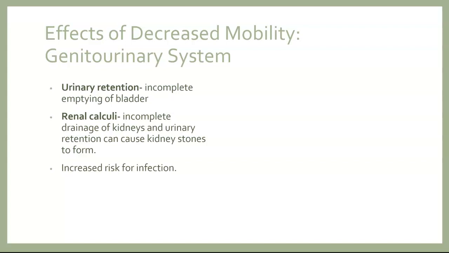And then renal calculi, so that's like kidney stones. So incomplete drainage of the kidneys and urinary retention can cause kidney stones to form. And then both of these, especially the urinary retention, puts them at high risk for getting a UTI or urinary tract infection.